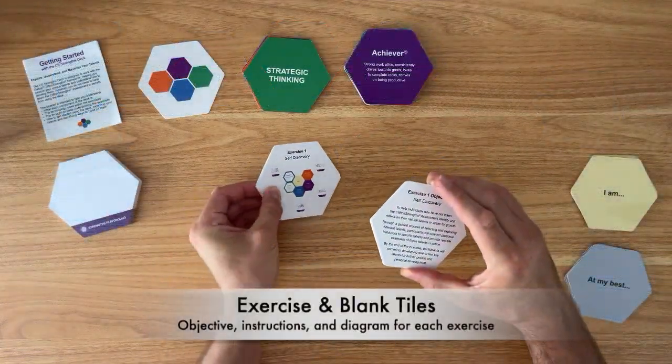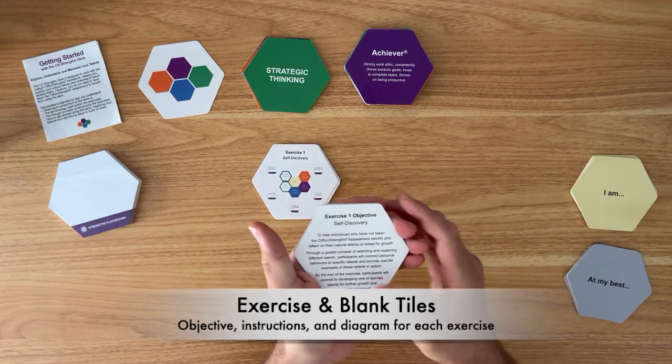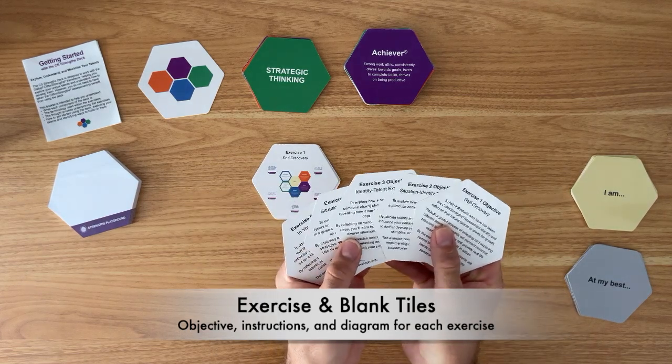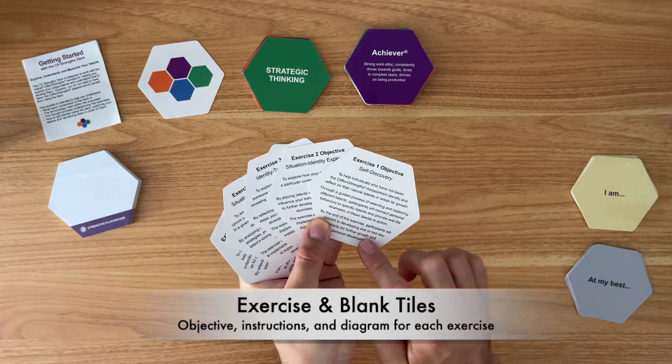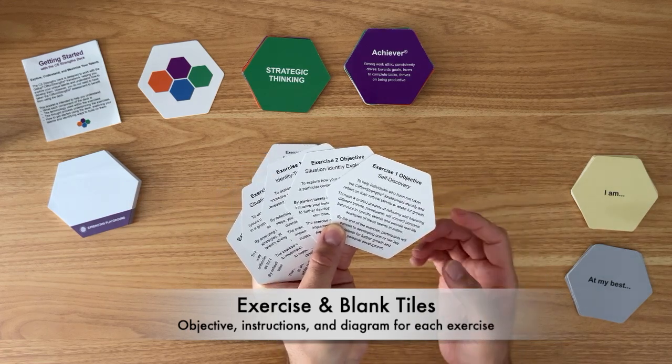The exercise tiles are split into 2 parts. The first part, we have 5 exercises. On one side of each tile, we have the objective of that exercise, what you're trying to get out of it, why you would do the exercise.